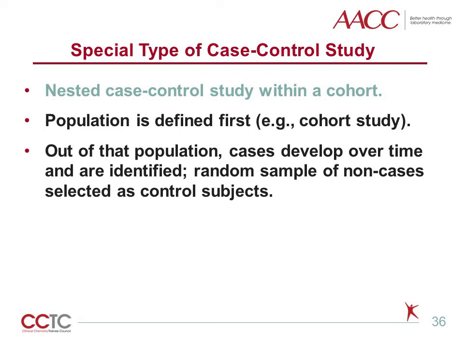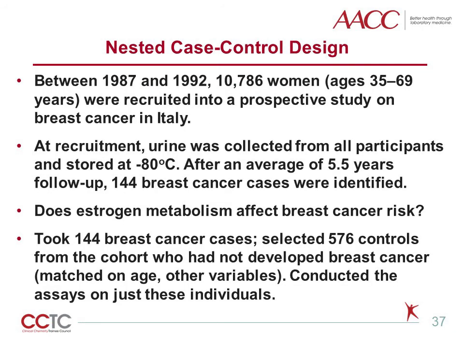There's also a special kind of case control study that's very worth knowing about, a nested case control study within a cohort. So in that design, the population is actually defined first, a cohort study, the Framingham Heart Study, the Mayo Clinic study, a study of a particular exposure, a study in a particular geographical area, whatever your cohort is. And as you're following that cohort over time, cases are going to develop and they're going to be identified. And you could use those then as your cases in a nested case control study where your controls are a random sample of non-cases that are going to be selected as your control subjects.